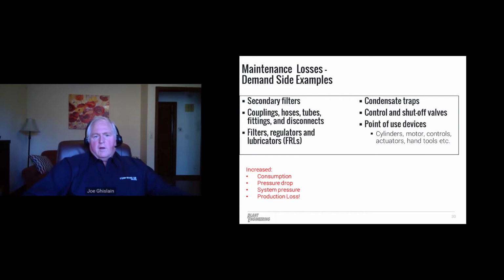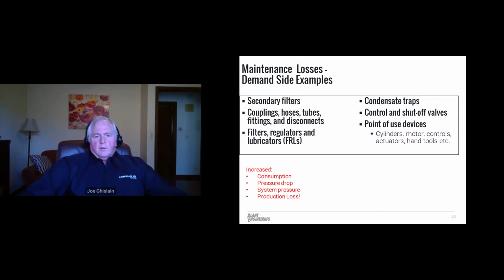So maintenance losses, some demand side examples. Secondary filters, those plugging up, causing pressure drops. And of course, coupling hoses, tubes, fittings, and disconnects, either going through and being poorly maintained. It's a source for air leaks. It also can be an issue when you have pressure drops when you're going through and doing it.